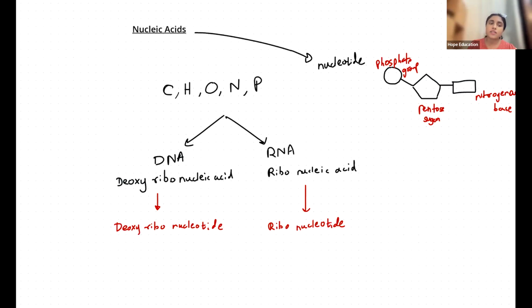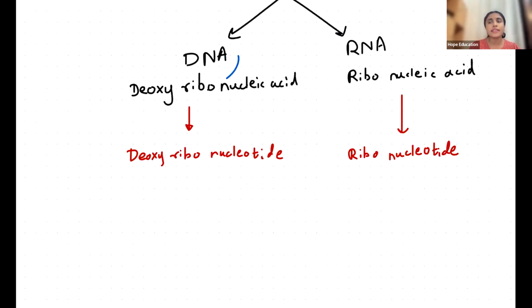Now, what are these nucleic acids? Now we know there are two types of nucleic acids, DNA and RNA, and nucleic acids are made up of nucleotides. So DNA, or deoxyribonucleic acid, is made up of deoxyribonucleotide, and ribonucleic acid is made up of ribonucleotide. That is what we discussed so far. So what is this DNA? Have you heard anything about DNA? If you have, what have you heard about DNA?